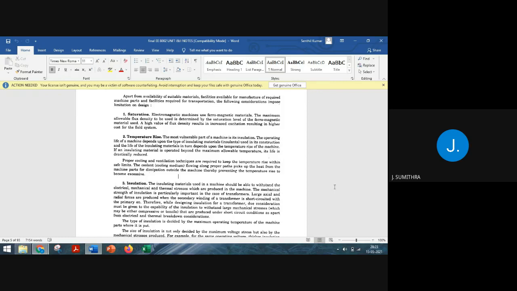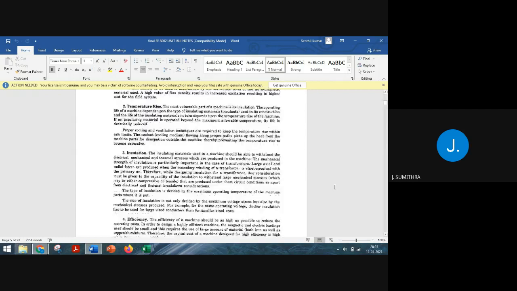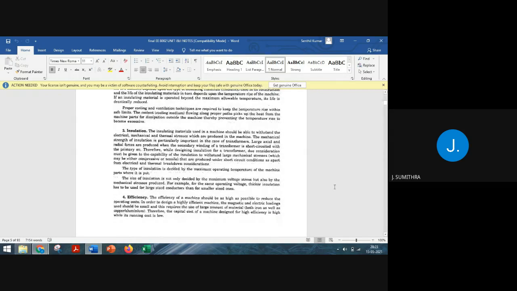And the third one is the insulation. Wherever we have electrical machines, definitely the insulating materials play a vital role, as I said earlier. These insulating materials are supposed to experience some stresses: mechanical stresses, thermal stresses, and electrical stresses. So whatever material we are using for constructing that insulation part should withstand all these stresses produced when the machine is working, right?